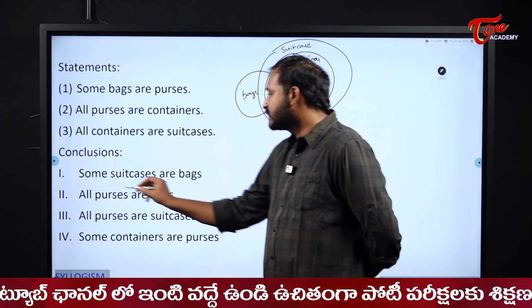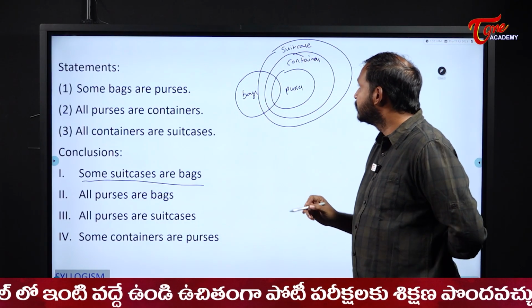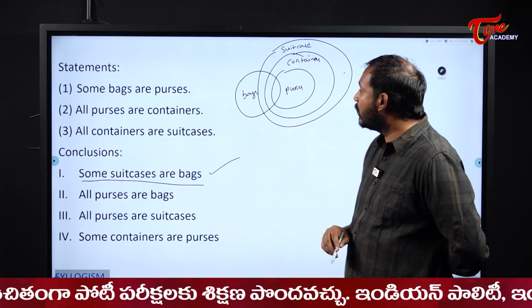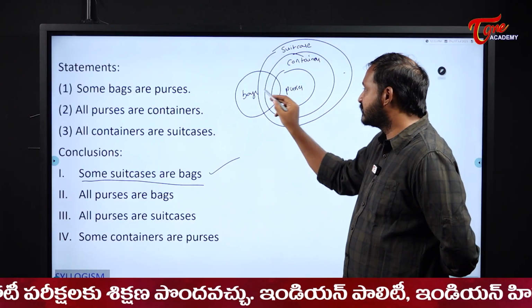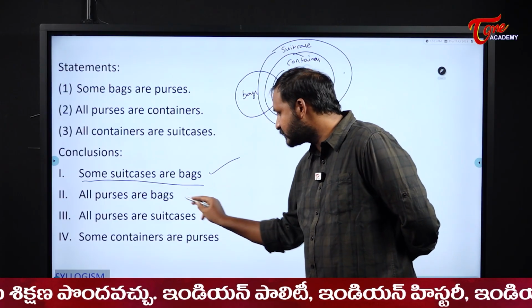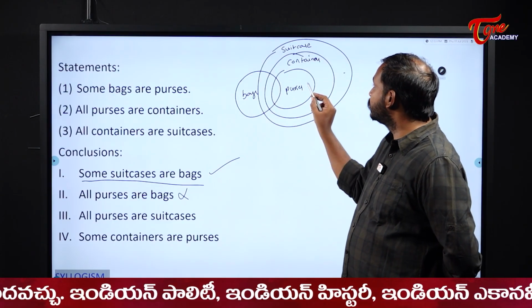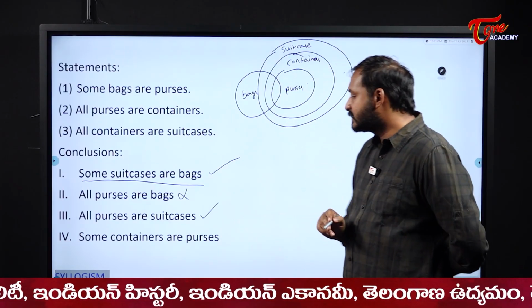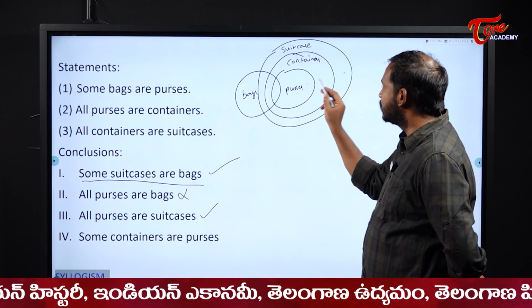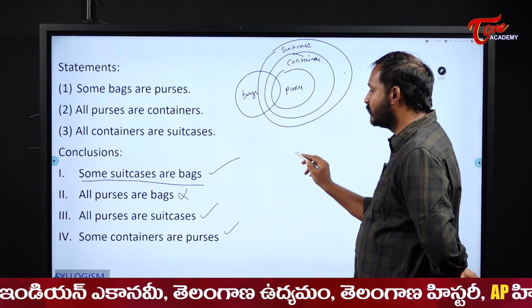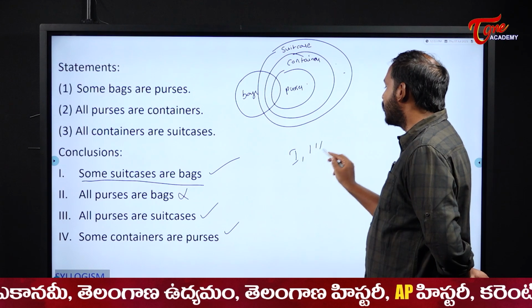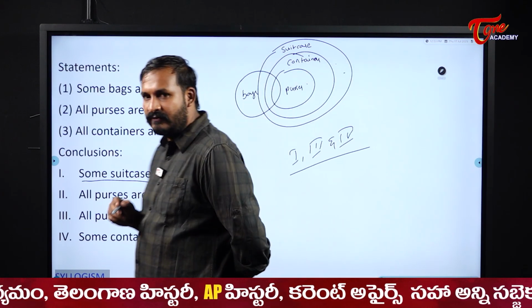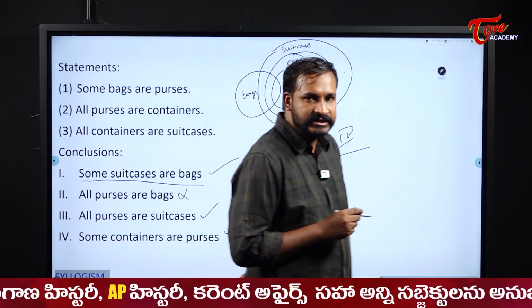What is my first one? Some suitcases are bags. Yes, suitcase and bags are intersecting. Yes, that is correct. All purses are bags. Are all purses bags here? No, right? So that is false. All purses are suitcases. Yes, purses are completely there inside suitcases. That is correct. Some containers are purses. Yes, some containers are purses here. So here 1, 3 and 4 follow my given statements.